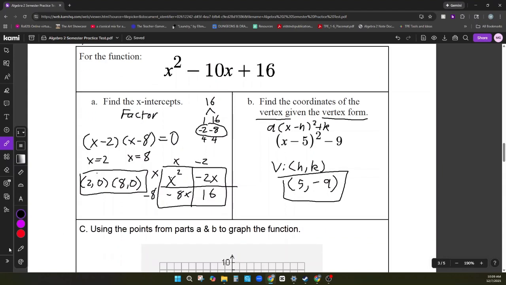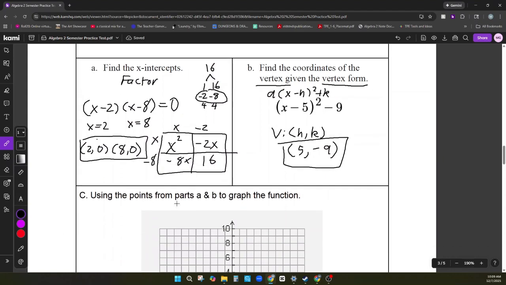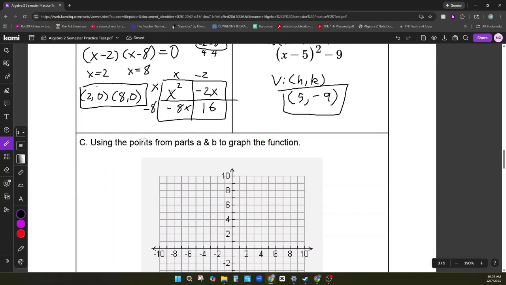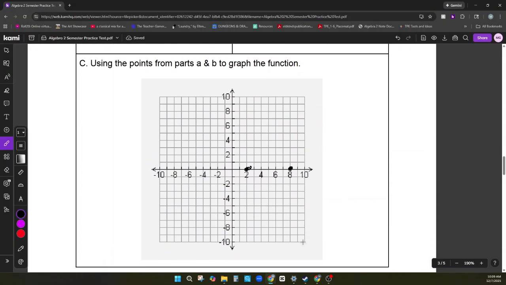All we need to do from there is use the points from parts A and B to graph the function. So go my two x-intercepts, that's going to be 2, and that's going to be 8. And I'm going to be looking at my vertex, that's going to be (5, -9). That's a 4. So that's plotted properly.